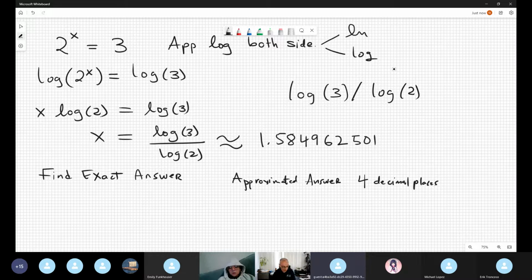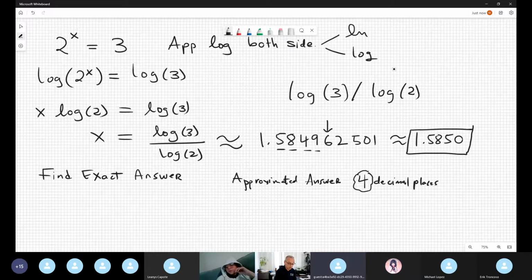Don't expect that any answer is the same in any calculator. However, in the test, I don't remember which specification, but we need 4 decimal places: 1, 2, 3, and 4. And the rule of rounding is: the next digit is 6, which is greater or equal to 5, so you add 1. So it is 1.5850. That is the answer. Do you follow me?